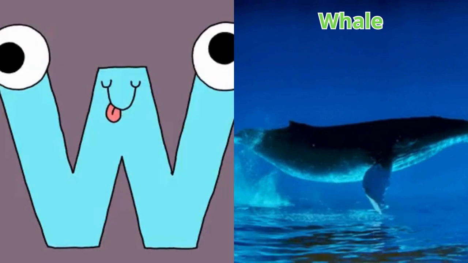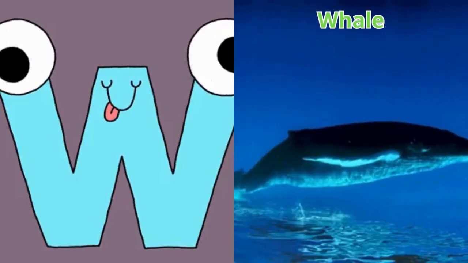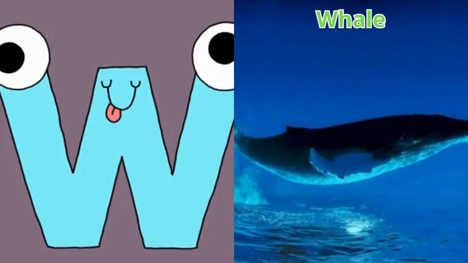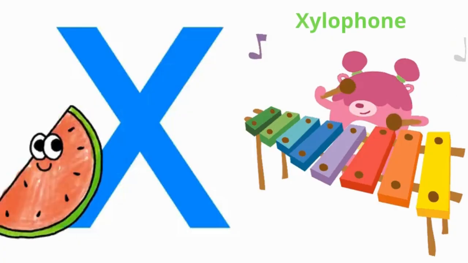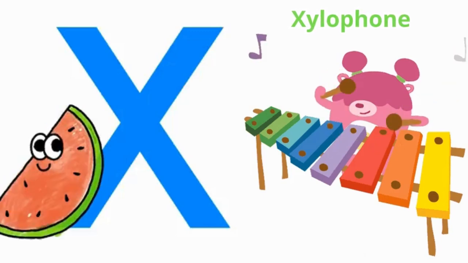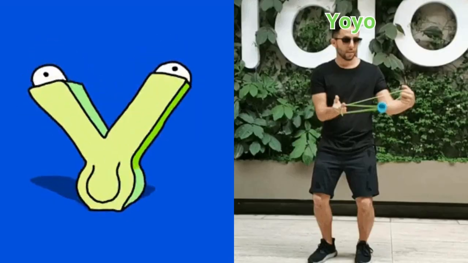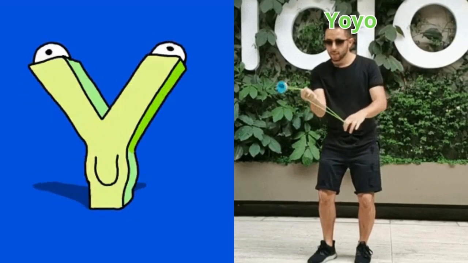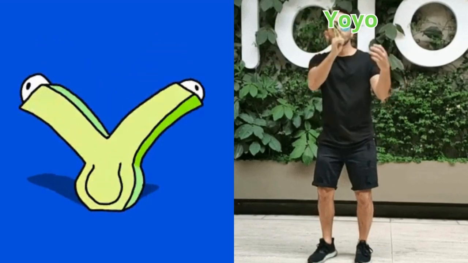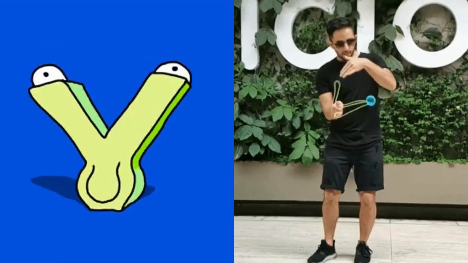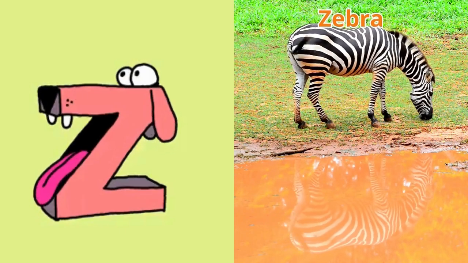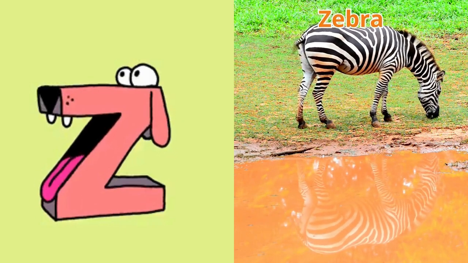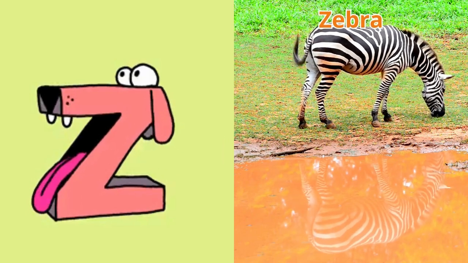W is for whale. Yo-yo, yo-yo. Z is for zebra, zebra.